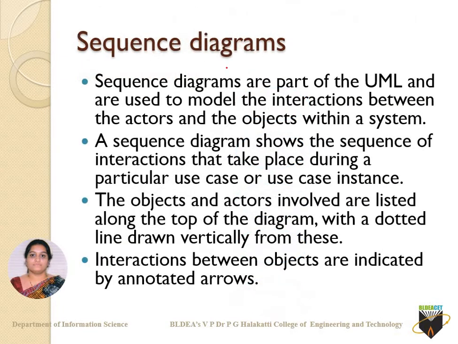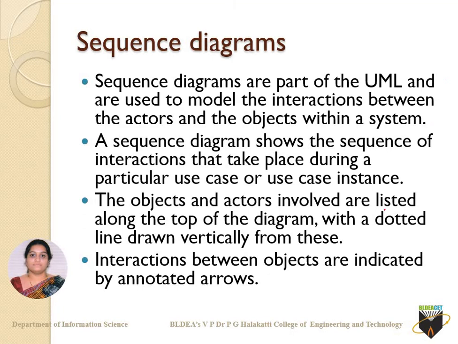Then followed by that is your second set of diagrams, which will help you in interaction modeling, and that's called sequence diagrams. What is a sequence diagram? Sequence diagrams are part of the UML and are used to model the interactions between the actors and the objects within the system. This is somewhat similar to your use case, but it has an elaborative description. Every single way of communication that happens is looked at in a sequence diagram.